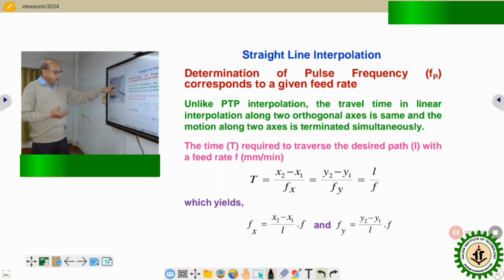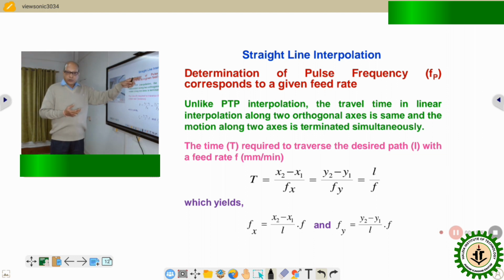But in this case, since it is a synchronized motion, the motion along xy or xz should continue in a coordinated fashion and it will terminate simultaneously. So according to the magnitude of the displacement along x and y, or x and z, the velocity has to be adjusted. Here velocity means the feed velocity, that is, the component of the feed along the two mutually orthogonal axes. So that is exactly what is taken care of.